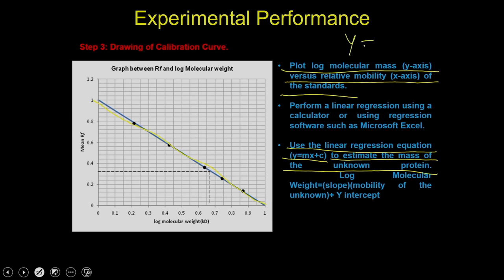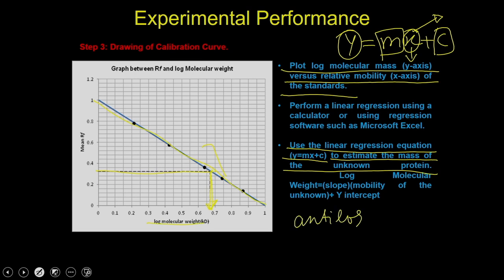So for example, if you have the equation y equals mx plus c, where the x value is what you actually require, and you know the y value, you can determine the x value, because all others are constant, and m also you can calculate from this graph, and as a result you will be able to determine the protein. The alternate approach is that you draw a perpendicular, and wherever the perpendicular hits this curve, you can get the value of x, and since this is a log, you can do an anti-log of that value, and that is going to give you the molecular weight of the protein of your interest.